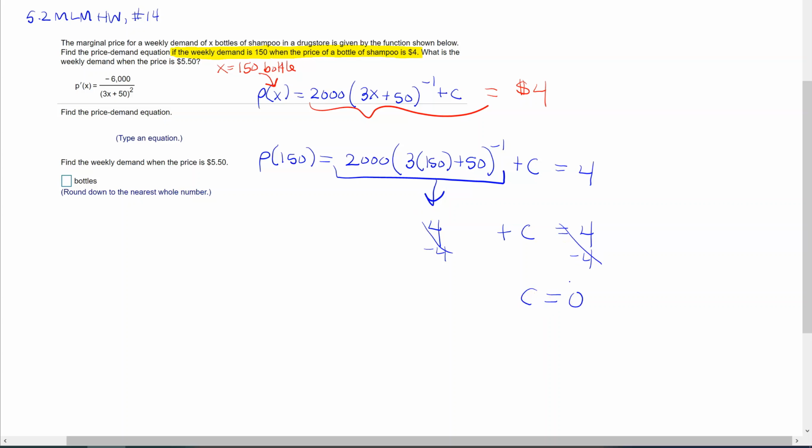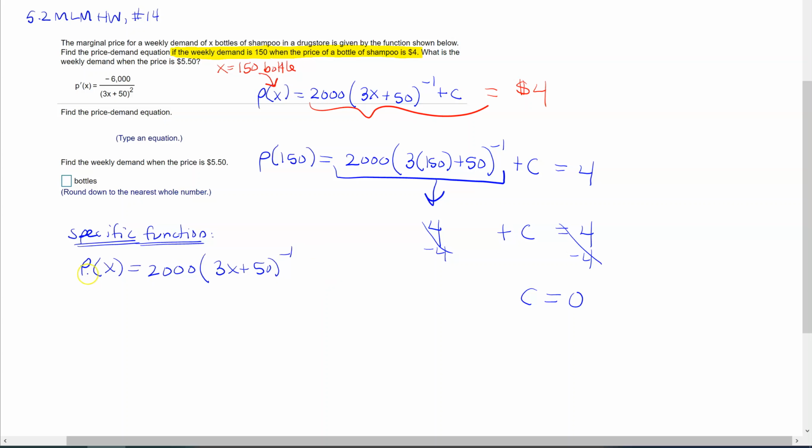And that's just luck of the draw with the numbers I was given. On your version of your homework problem, your numbers might give you a different constant for C. But I got that my constant was 0. So actually, my specific function, for this specific information they gave us, looks like this. It'd be my price demand function is 2,000 times the binomial to the -1 power plus 0. So I don't really even need to write that.